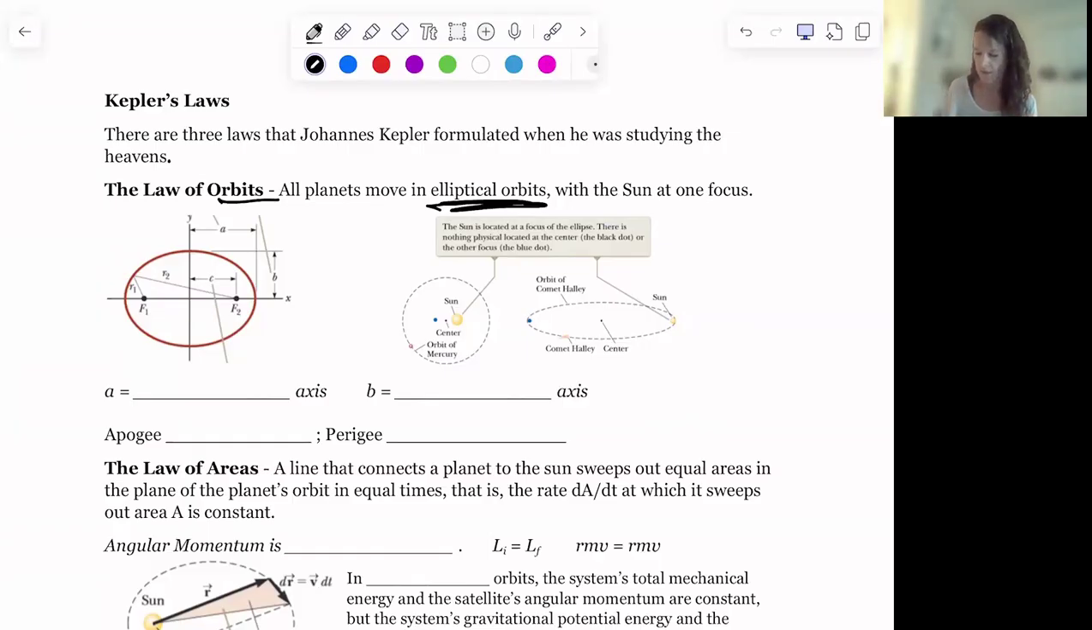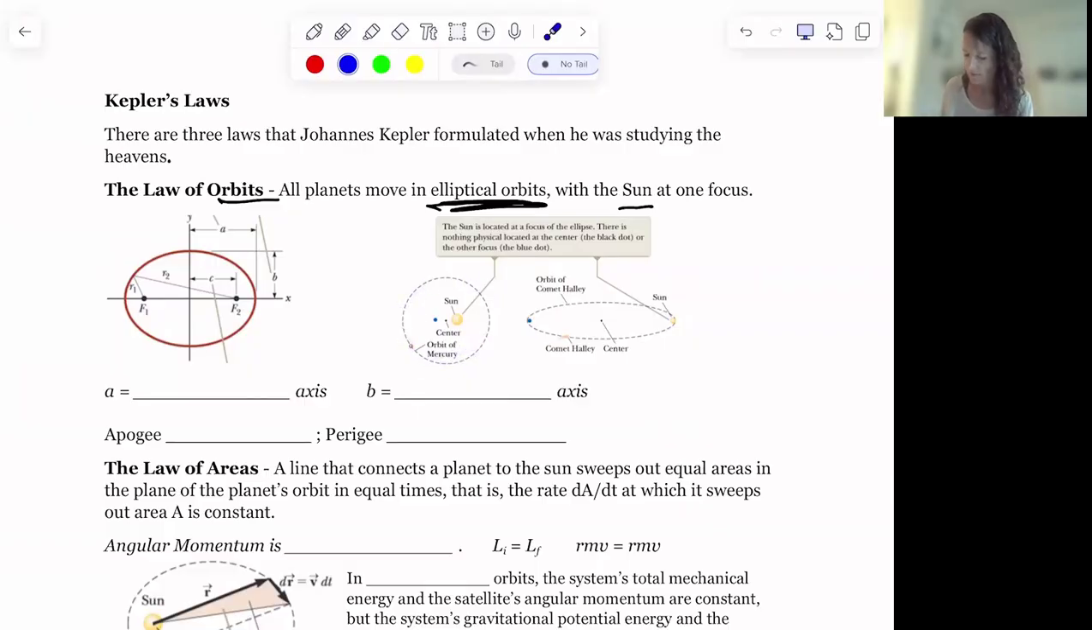And that star, or in our case, the sun, is at one of the foci or focuses. You can see in this picture right here, F1 and F2, those are each a focus. For our particular situation, you would have the sun at one focus, and then a random blue dot at the other focus. There's nothing actually there. It's just mathematically something that's existing. And then you would see the orbit of a planet going around that.